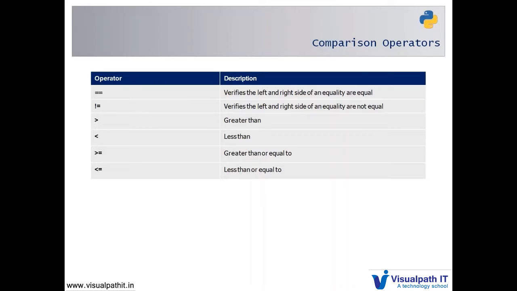So if 2 is not equal to 3, it will be denoted with this kind of symbol. Then there is a greater than operator, less than operator, greater than or equal to, and less than or equal to.